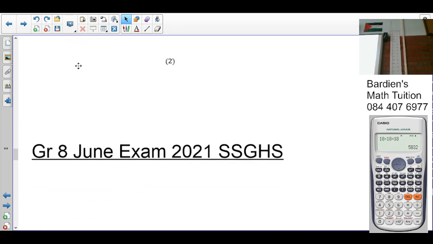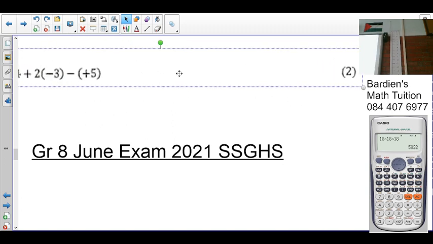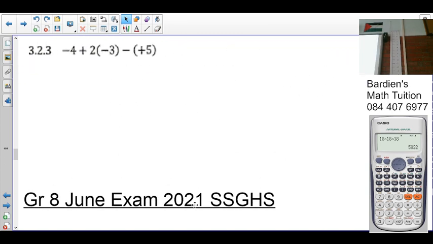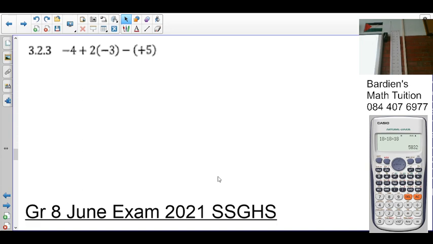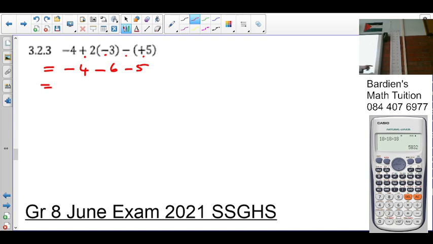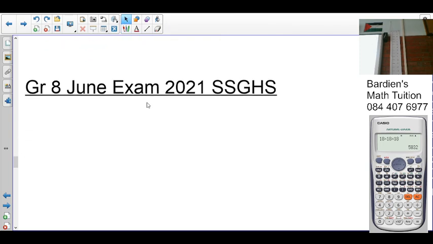Let's look at 3.2.3. So what must be done here? Multiplication first. So it's negative 4. Negative times positive is negative. 2 times 3 is 6. Negative times positive is negative 5. So negative 4 minus 6 is negative 10. Now negative 10 minus 5 is negative 15. Okay, you guys got it?